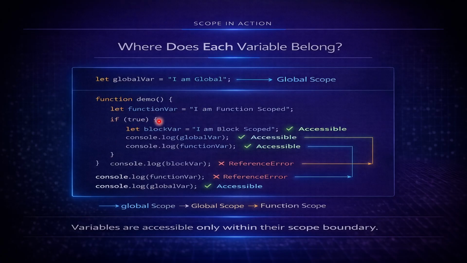You see, inside the if statement, we have defined a variable, block variable. It is accessible throughout this block. But the moment we try to log it outside of this block, what is coming? Reference error. So accessibility depends on where exactly your variables are defined. If it is defined inside a block, then it will be accessible only within the block.